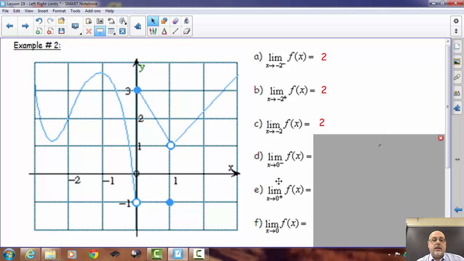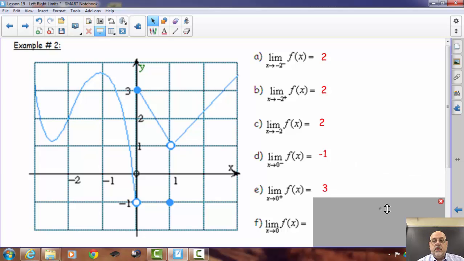Now, let's take a look at the next thing I'm asking you to do. When x approaches 0 from the left, the only way I can get to 0 from the left is to trace along this line. So as x approaches 0, the limit of this function is -1. Now, to approach 0 from the right-hand side, the only way I can get to 0 going right to left is along this graph. So as I approach 0, y is 3.